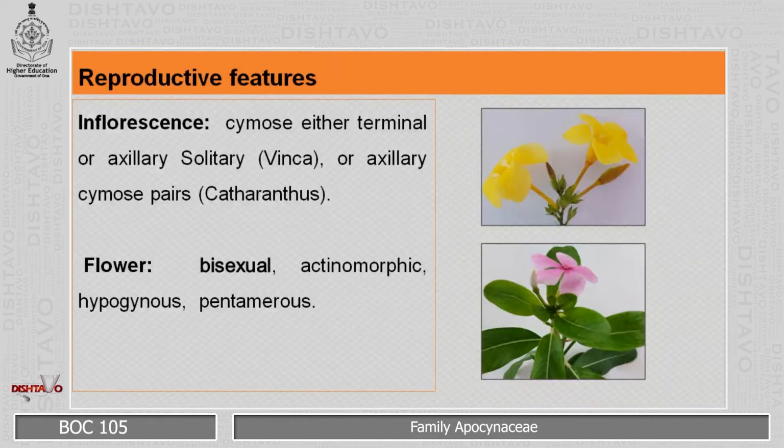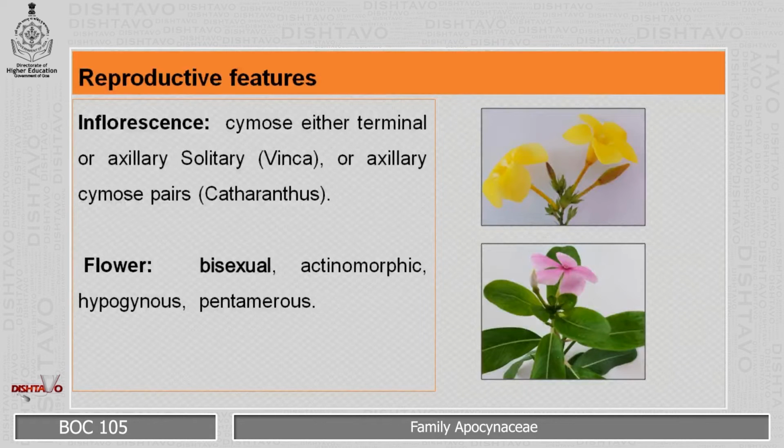Inflorescence is a group of flowers together. So flowers may be single, solitary, or in the form of bunches. So here in case of this family, the inflorescence is cymose, either terminal or axillary at the side branch. As in case of vinca, you find the flower is solitary. And in case of allamanda, you will find it may be in the form of a cymose inflorescence.